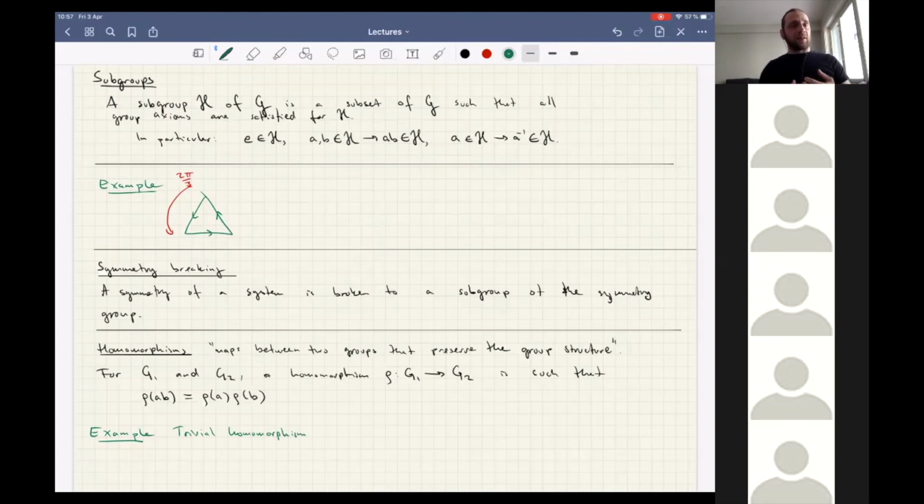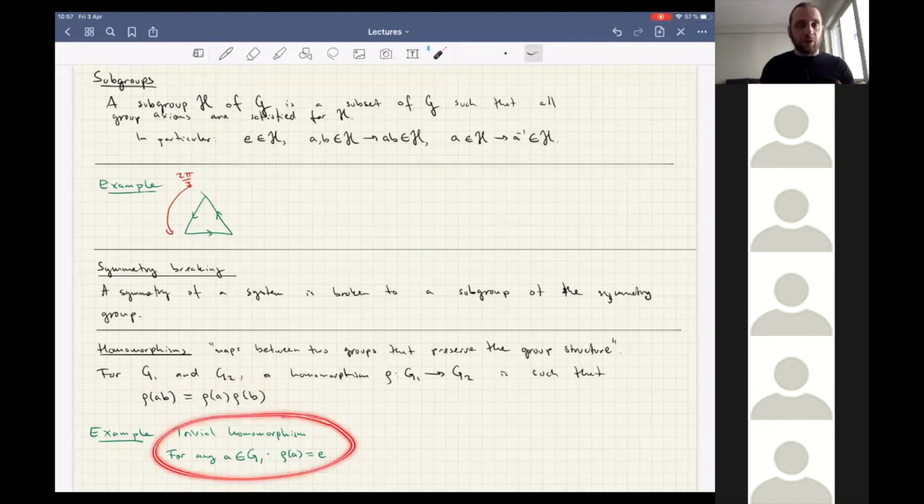which is just saying that for any element in G1, map that element to the identity of G2, because then that's automatically going to satisfy this, because rho of anything is identity. So what it says here is that the identity times the identity is the identity, which is trivially true. So this is the trivial homomorphism.